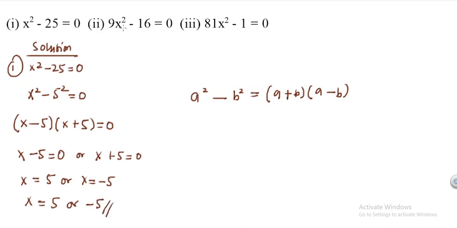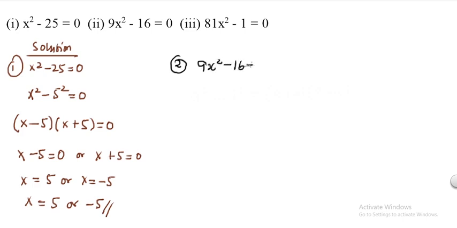Now for the second one, you can pause the video and try to solve it yourself. Before we start, let me clean up the space. For the second one, I have 9x squared minus 16 is equal to 0. Like I told you before, you want to write every term here as a square. We can do that by writing 9x squared as 3x all squared, and 16 is 4 squared, is equal to 0.